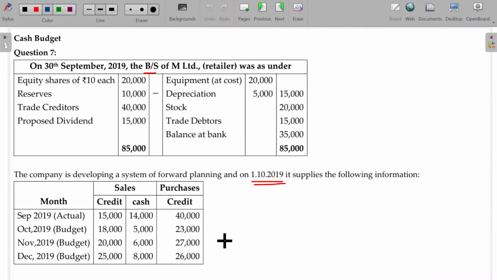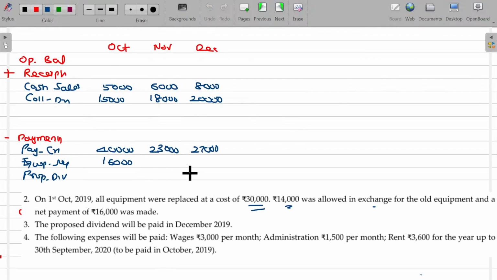And proposed dividend paid in December. What is the proposed dividend? Go and see the balance sheet. In the balance sheet, on the liability side, we have the proposed dividend. This 15,000 is paid in December. The following expenses will be paid: wages 3,000 per month. Administration expenses 1,500 per month will be payable regularly. Regular expenses every month, the payment will be done for this. In case of rent, 3,600 for the year up to 30th September to be paid in October. Single shot rent 3,600 is paid in October itself.